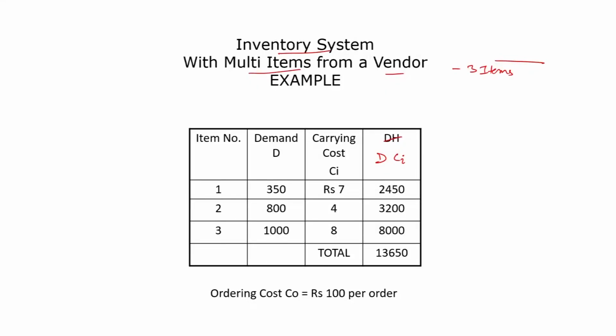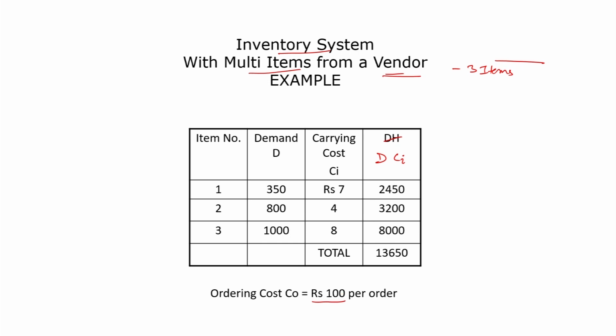Take, for the sake of convenience, a very small example, where we have 3 items which I am purchasing from a particular vendor. We have kept very small numbers. The demand of item 1 is 350 units per year, the demand of item 2 is 800 units per year, and demand of item 3 is 1000 units per year. The cost of carrying inventory is 7 rupees, 4 rupees and 8 rupees, and cost of ordering is 100 rupees per order.